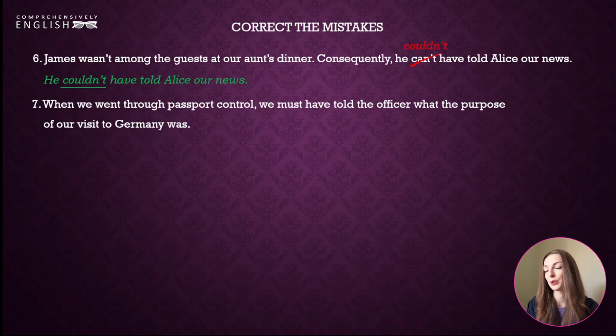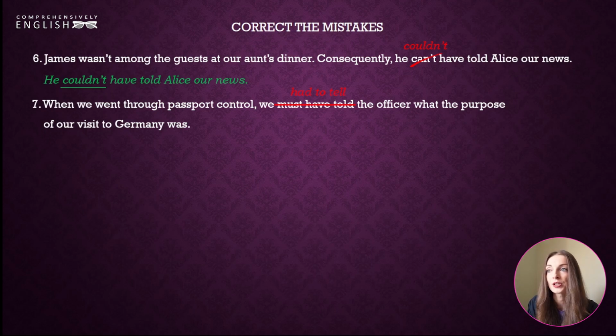When we went through passport control, we must have told the officer what the purpose of our visit to Germany was. This sentence with the modal verb must sounds very strange because your interlocutor will understand you this way. We probably told the officer what the purpose of our visit to Germany was. But how can that be? Don't you know what you did or what you didn't, right? So we should replace must have told with had to tell. We had to tell, yeah?